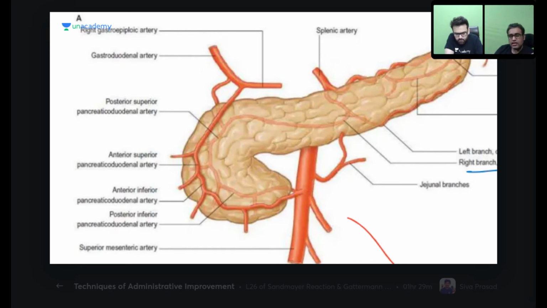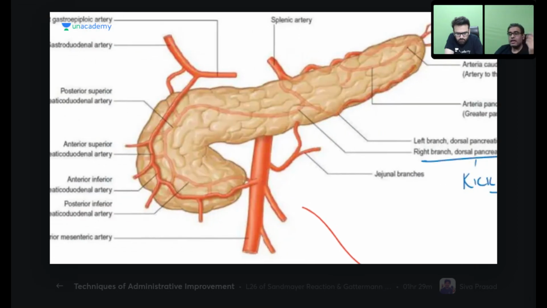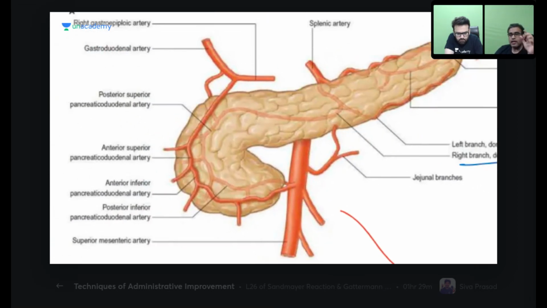Now there is this artery which is written over there, the gastroduodenal artery. It is a branch of which artery? Celiac trunk, but a branch of which artery? The gastroduodenal artery is a branch of the common hepatic artery. Very good. It is a branch of common hepatic.